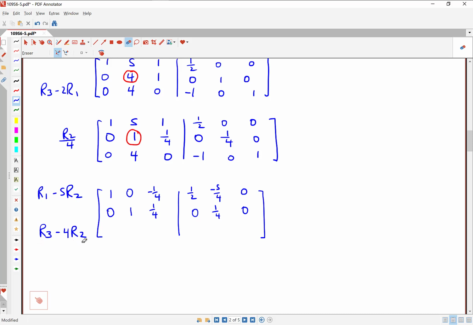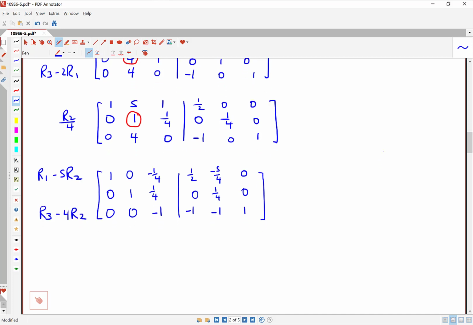So we're going to go row 3 minus 4 row 2. So 0 minus 0 is 0. 4 minus 4, 0. 0 minus 4 quarters, well, that's like a negative 1. Negative 1 minus 0 is negative 1. 0 minus 4 quarters is a negative 1. And then 1 minus 0 is 1. So that gives us our bottom row.